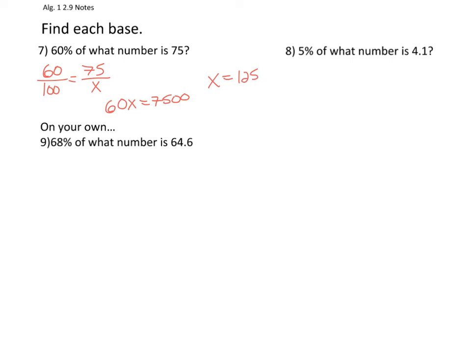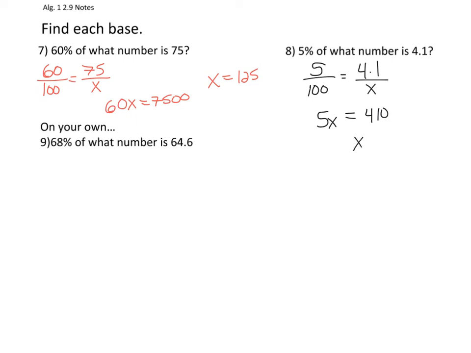Number 8, 5% of what number is 4.1? So again, we're going to set up our percentage ratio there, 5 over 100, and we know 4.1 was the number that we ended up with. That's the 5% of something. So let's put x in the denominator there. Our setup is going to be 5x is equal to, we'll move the decimal place over 2 places, which will give us 410, and then we need to do 410 divided by 5.